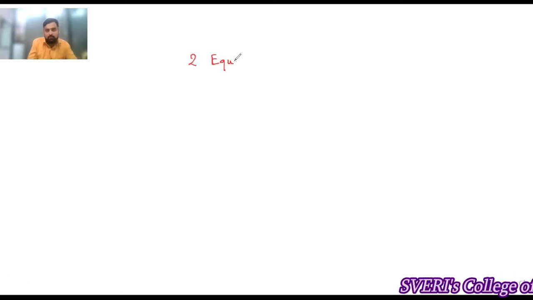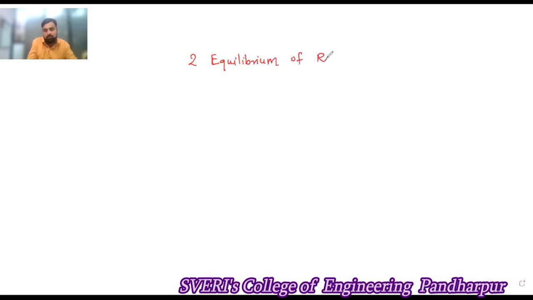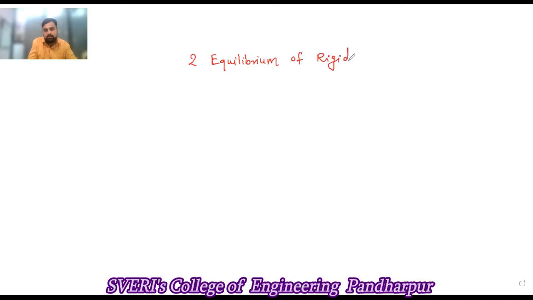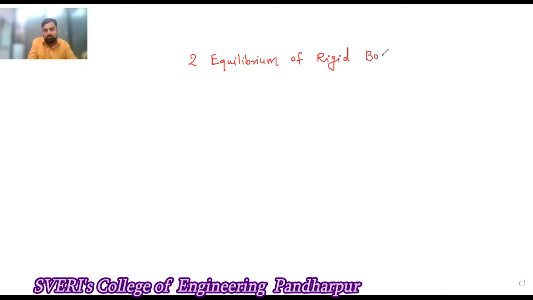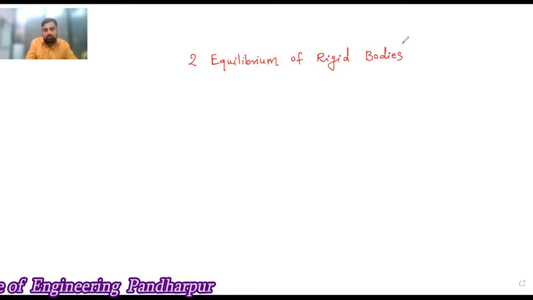So our next unit, it is second unit, equilibrium of rigid bodies. So equilibrium of rigid bodies.